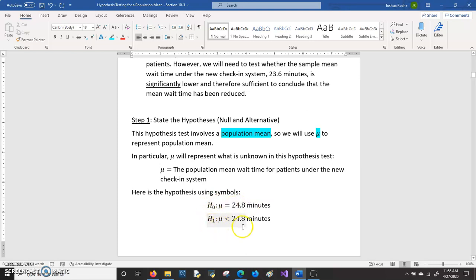The alternative hypothesis is that the mean wait time under the new check-in system is less than the mean wait time under the old check-in system. So this hypothesis would be saying that the new system is reducing the wait times.